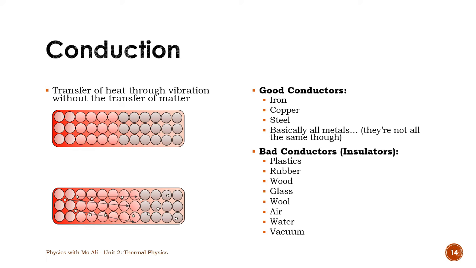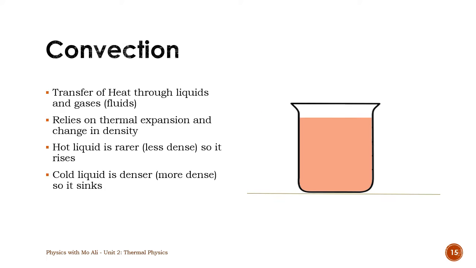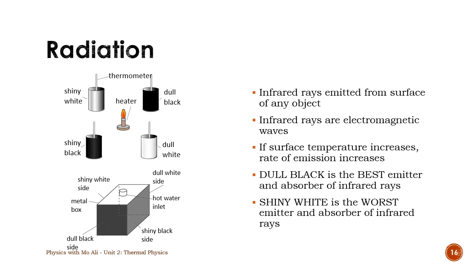We have three methods of heat transfer when it comes to heat going through substances: conduction, convection, or radiation. Conduction is mainly the transfer of heat through solids. Convection is the transfer of heat through liquids or gases, and radiation is just through everything else.